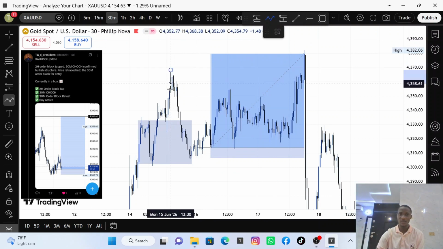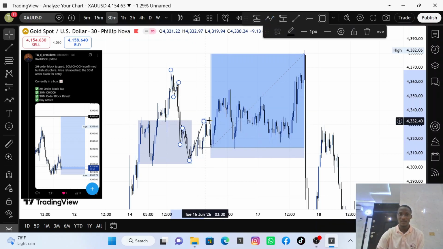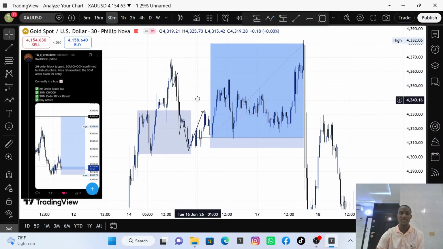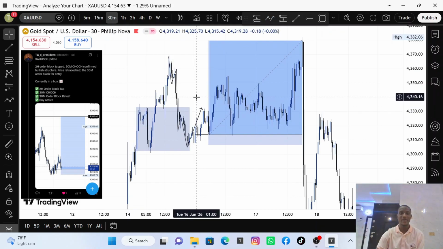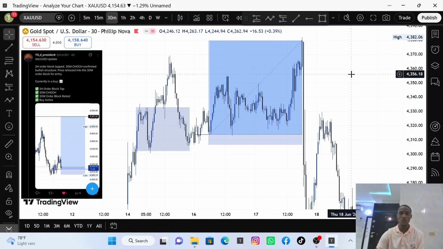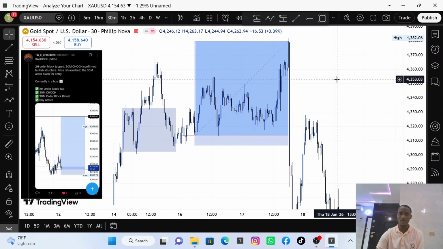As you can see, market was in a lower low, lower high, lower low, lower high, lower low. The market finally what? Took out what? This high. Market took out this high. I remember what I said. I said in a downtrend, market is not permitted to take out highs. So the moment market took out this high, I knew that gold was going to buy.